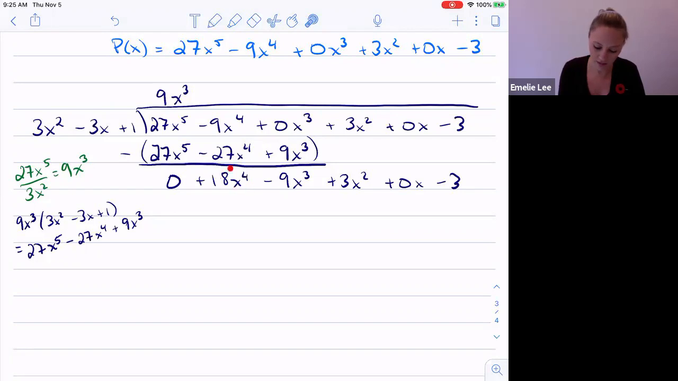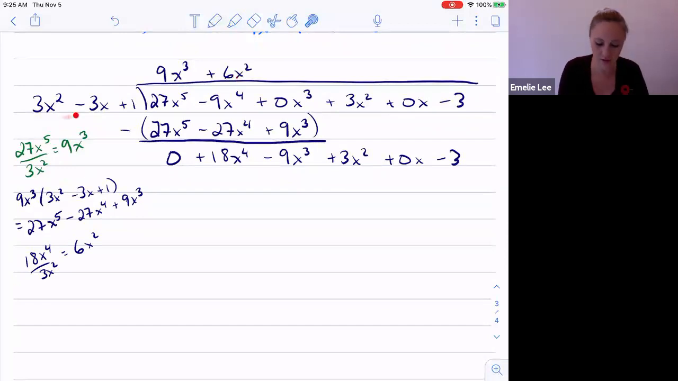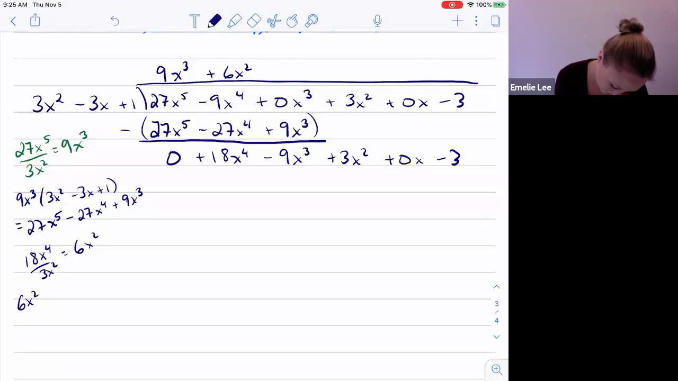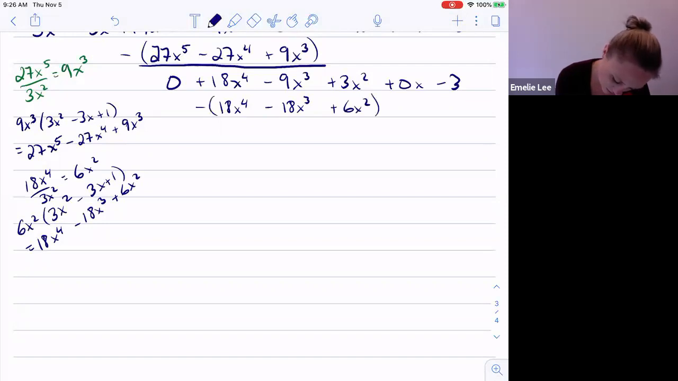Okay. Now we do the same thing with 18x to the 4 divided by 3x squared. 18 divided by 3 is 6x squared. So here you get 6x squared. 6x squared times the divisor, 3x squared minus 3x plus 1, is going to be 18x to the 4th minus 18x to the 3 plus 6x squared. All that's being subtracted.